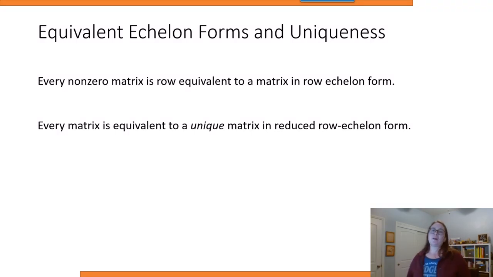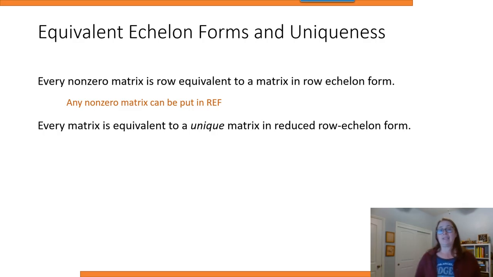Some last notes about echelon forms of matrices and their equivalence and uniqueness that are helpful to know. Every non-zero matrix is row equivalent to a matrix in row echelon form. So that means that you can take any matrix and get it into row echelon form. You're never going to run into a situation where you have a matrix that can't be put into row echelon form. So if you run into some hiccups while trying to do it, don't give up. It is possible, no matter the matrix you're dealing with.